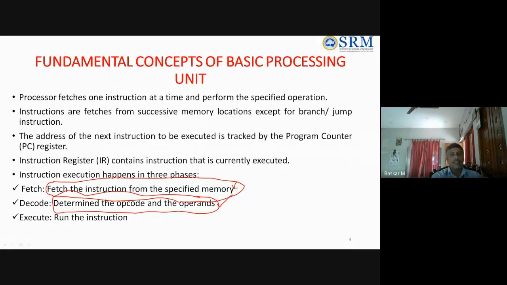After decoding, we have to execute the instruction. Executing the instruction means we complete the specified operation. If it is addition, it is an addition operation; if subtraction, a subtraction operation. After the addition or subtraction, where the result is going to be stored, all these activities take place under execution. Understood? So normally instruction execution happens in three phases: one is fetch, another is decode, and the third is execute. I think you know what the task of each is. That is the phase now.